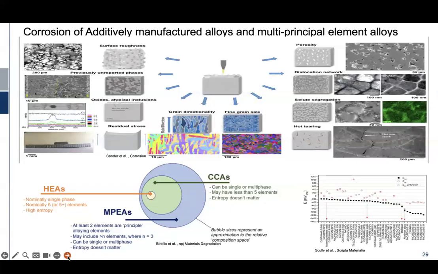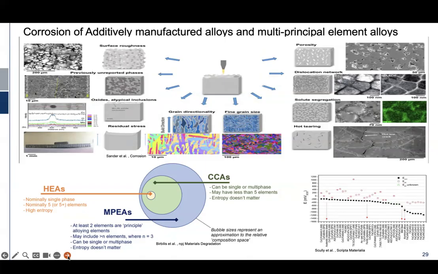grain structure, the residual stresses that develop on the surface, residual segregation, the dislocation network, and also some processing-induced effects such as porosity. So it's very interesting to understand how these several multi-scale heterogeneities are affecting corrosion.